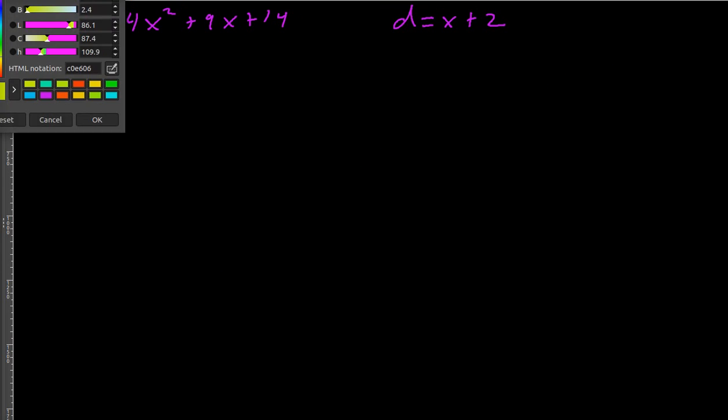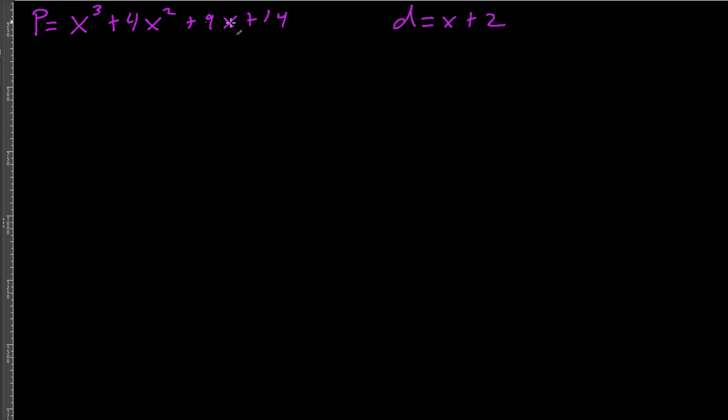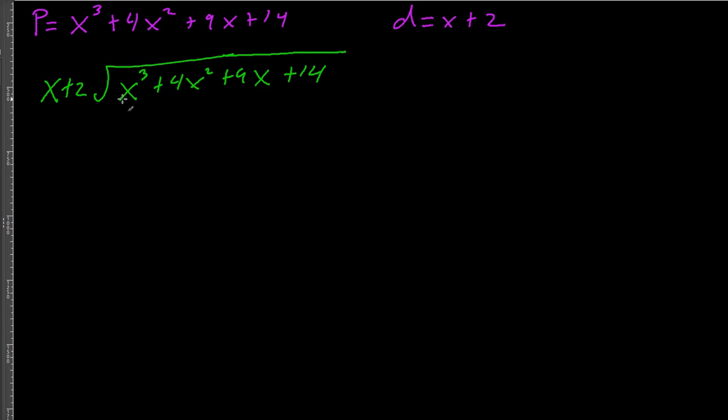Let's try another one. Okay, same setup. I think it's pretty much going to be the same old thing, but let's see what happens. So I'm going to divide x plus 2 into x cubed, 4x squared, 9x, 14. Okay, so x times what equals x cubed? That would be x squared. So x cubed plus 2x squared. Subtract, that goes to 0 by design. 4 minus 2 is 2x squared.